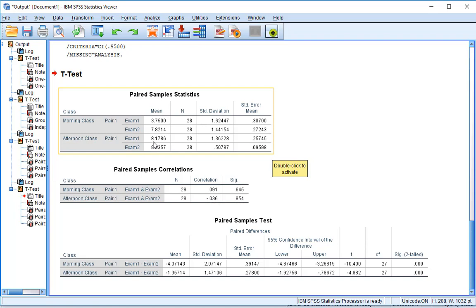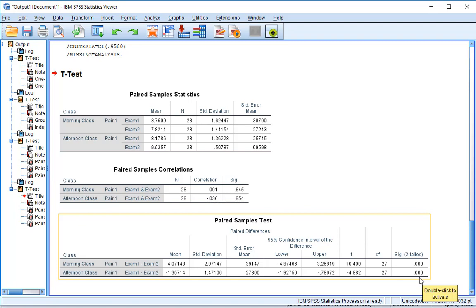We look at afternoon class, we see 8.1, 9.5. Those are really close together. It may be that this isn't a real difference. Maybe this happened by chance. But when we look down at our afternoon class, go all the way to the p-value, we see there is a difference. So what this tells us is that the afternoon class also benefited from our change in teaching method, and the morning class benefited as well.